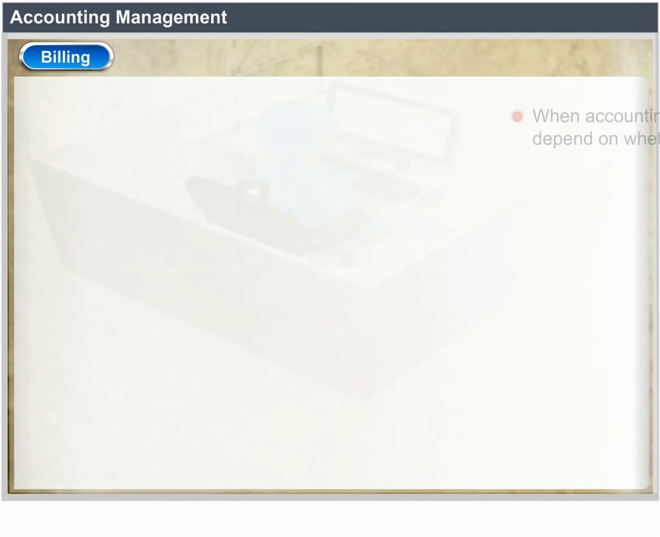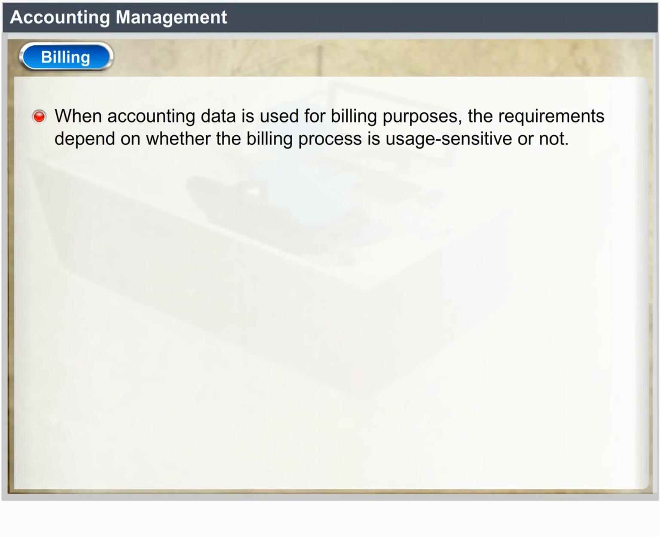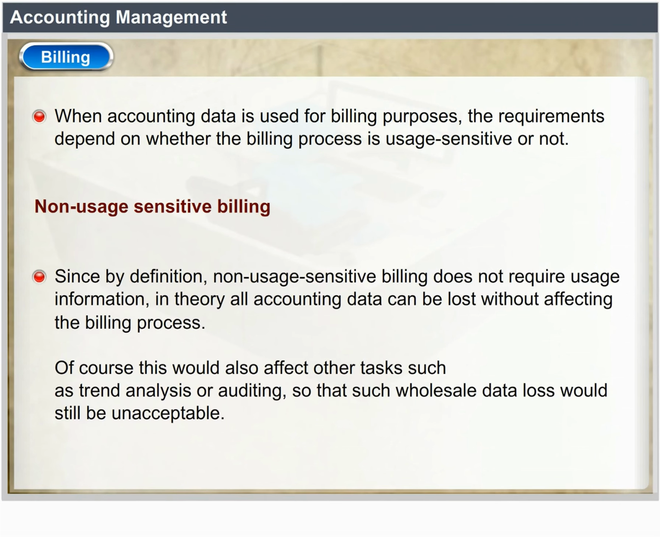Billing. When accounting data is used for billing purposes, the requirements depend on whether the billing process is usage sensitive or not. Non-usage sensitive billing. Since by definition, non-usage sensitive billing does not require usage information, in theory, all accounting data can be lost without affecting the billing process. Of course, this would also affect other tasks such as trend analysis or auditing, so such wholesale data loss would still be unacceptable.